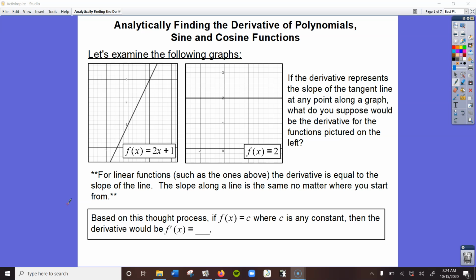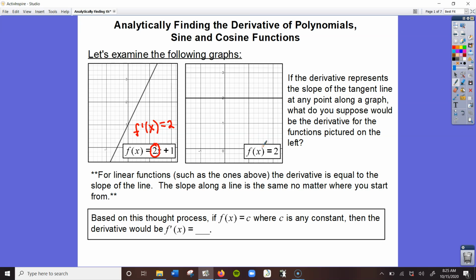Now the derivative, remember, is the slope of your tangent line. For linear functions, the slope of the tangent line is equal to the slope of the linear function. So therefore, if I were to look at this slope, we can see that this is in mx plus b form. So my slope here is 2, meaning that the derivative f prime of x is equal to 2.